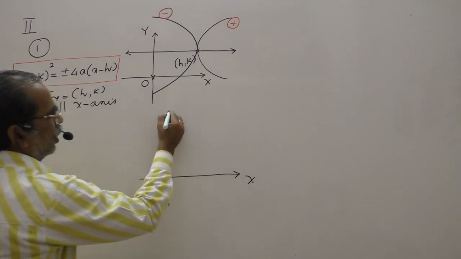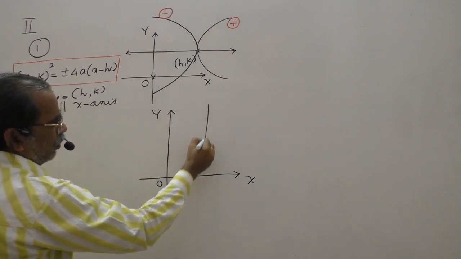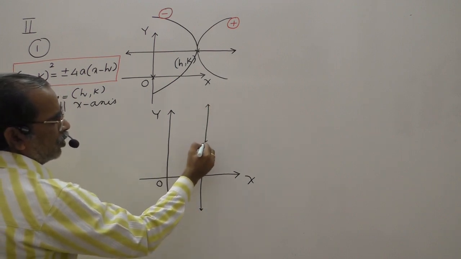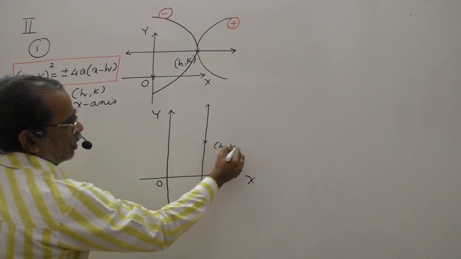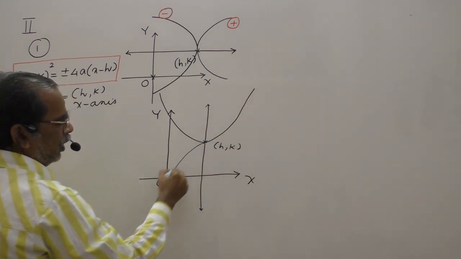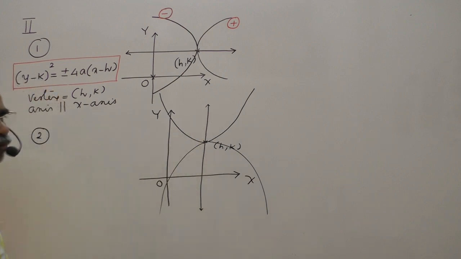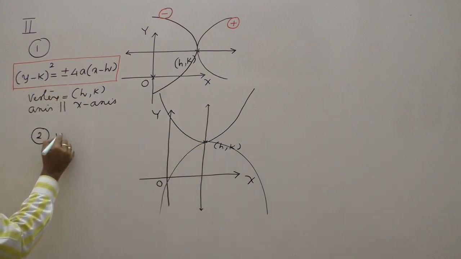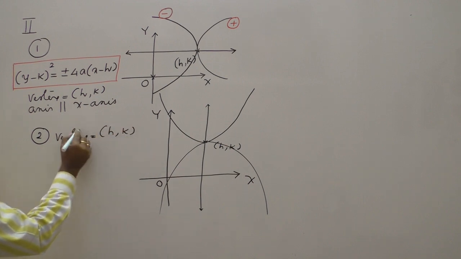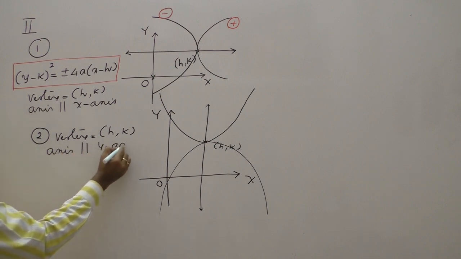These are the coordinate axes. This is the origin. Now we will see the parabolas whose axis is parallel to the y-axis. The vertex is some (h, k). The parabola can be like this, or it can be like this. For this and this, the axis is parallel to the y-axis. What is the vertex? The vertex is (h, k), and the axis is parallel to the y-axis.